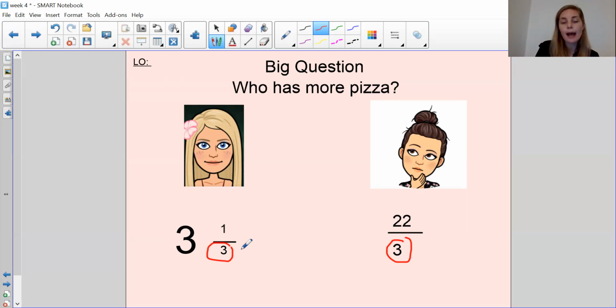So I'm going to convert this mixed number into an improper fraction. And the method is, and hopefully you have remembered it, what must I do with these two numbers?